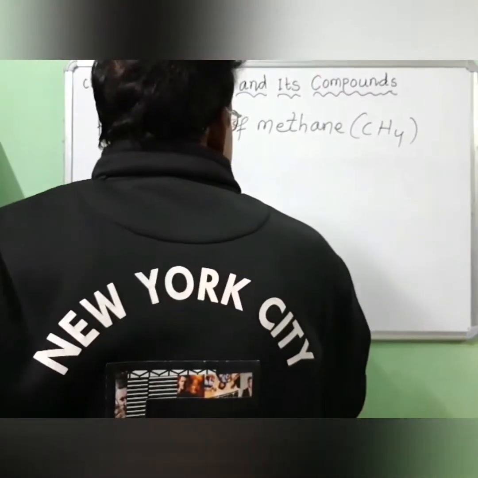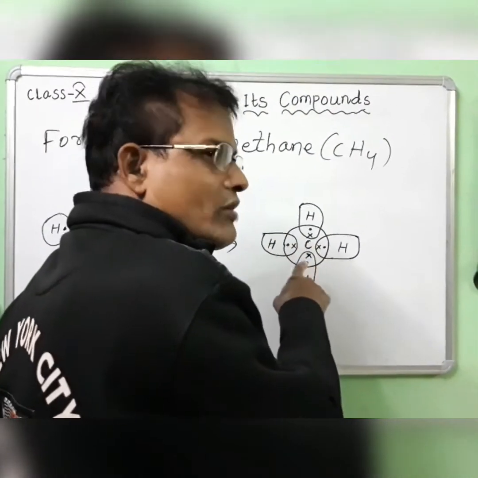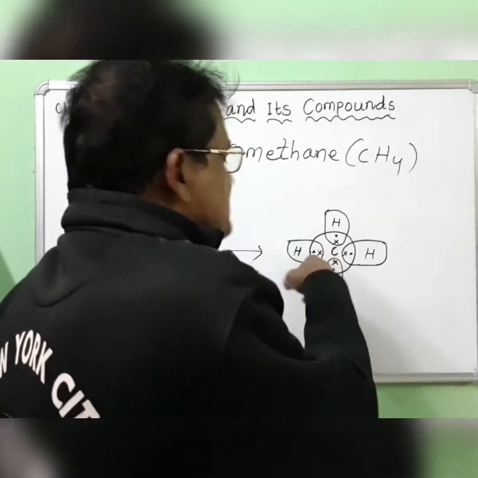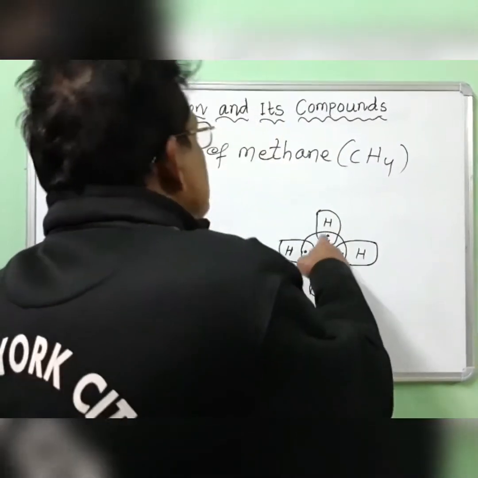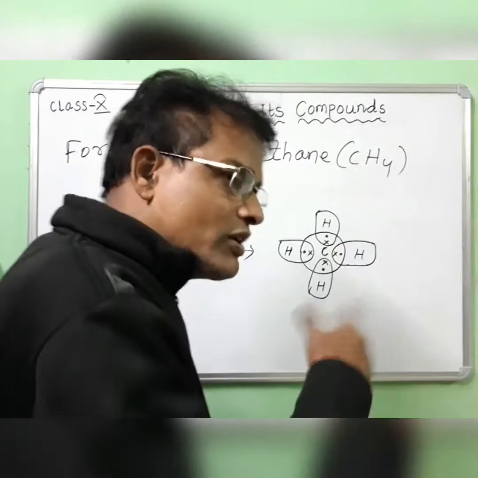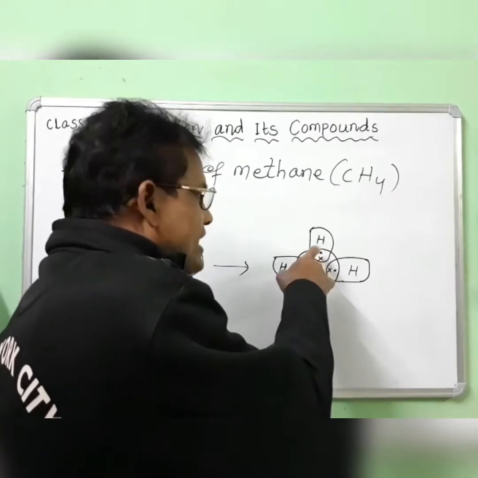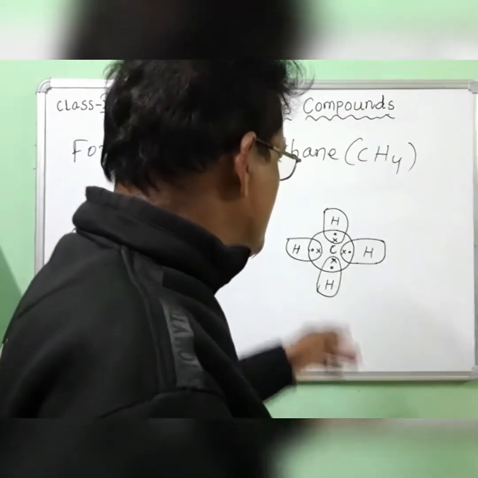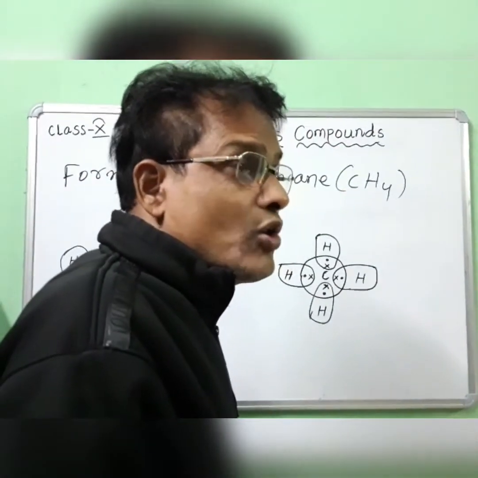So here the carbon atom has 4 valence electrons. The carbon atom shares 4 electrons individually, one with each of 4 different hydrogen atoms. On the contrary, each hydrogen atom also shares 1 electron with the carbon atom, so that both carbon and hydrogen attain their nearest noble gas configuration.